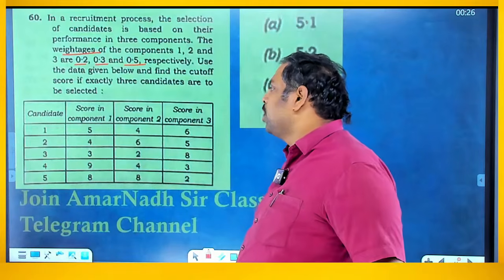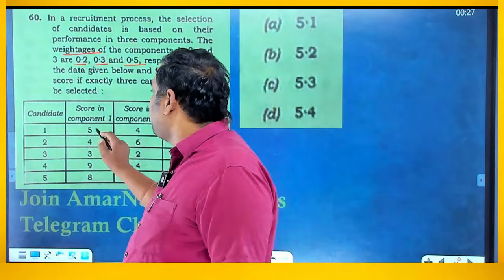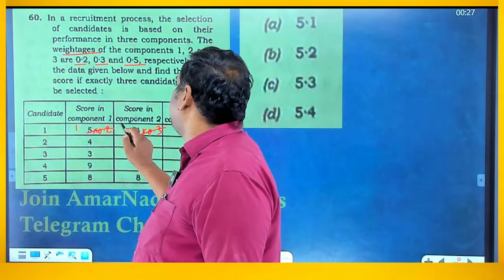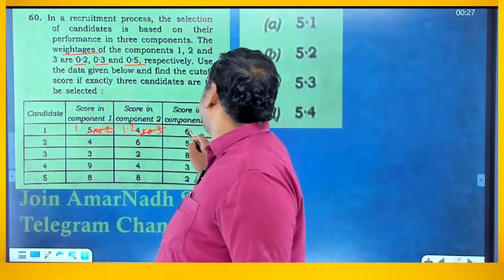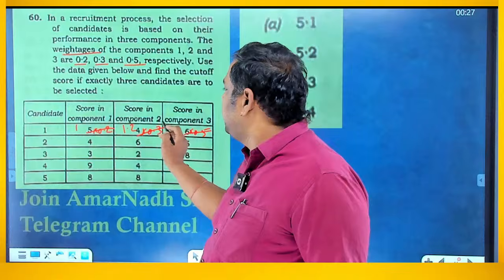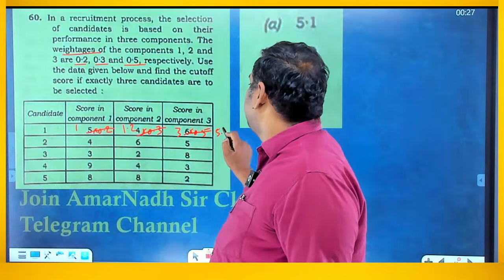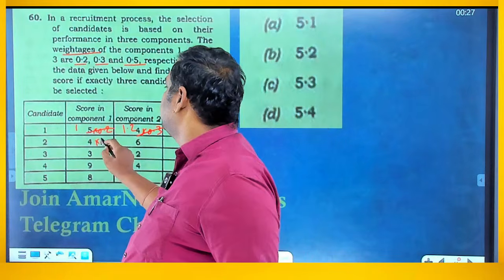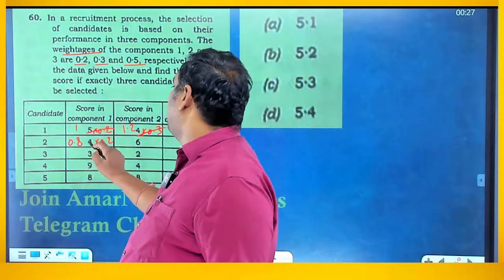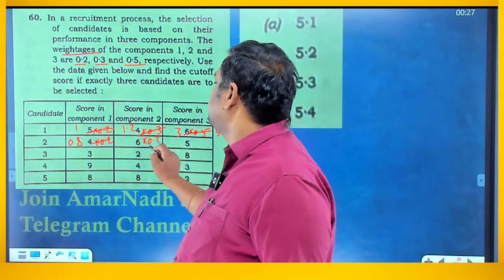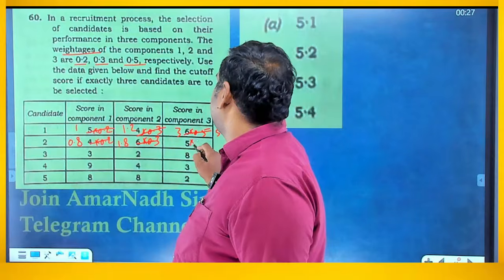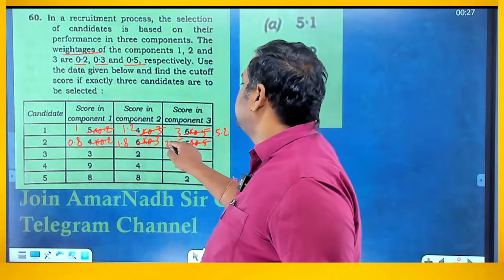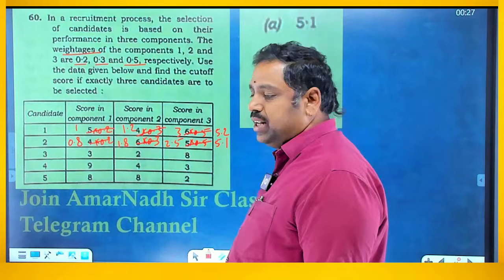Now 5 into 0.2, you will get 1. 4 into 0.3, you will get 1.2. 6 into 0.5, you will get 3. So 5.2 marks he got totally. Next one. 4 into 0.2, 0.8. Next, 6 into 0.3, so 1.8. Next, 5 into 0.5, 2.5. So 0.8, 1.8, 2.5 gives 5.1, the score that he got.